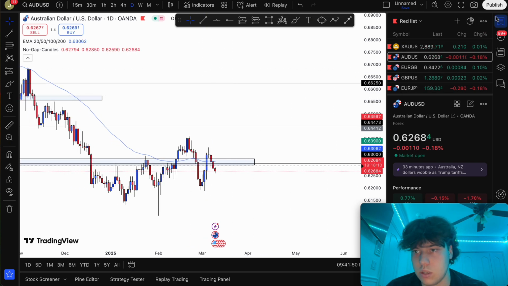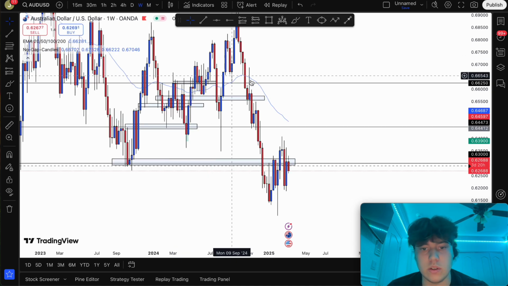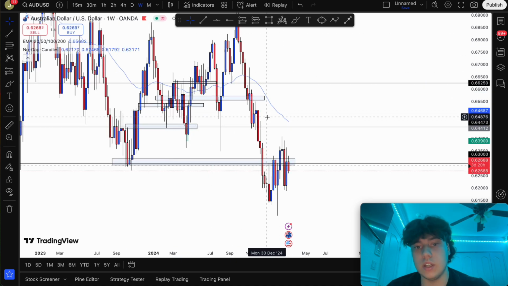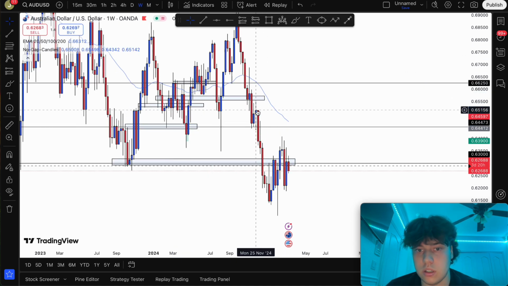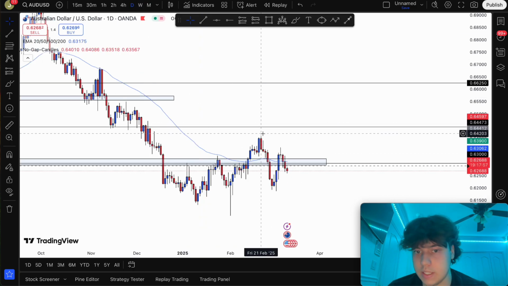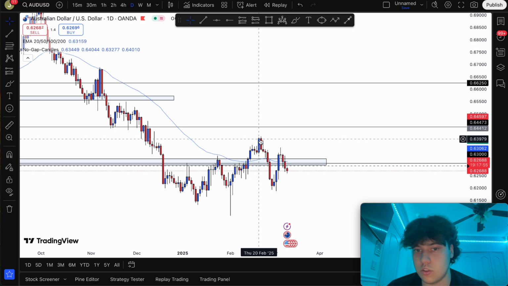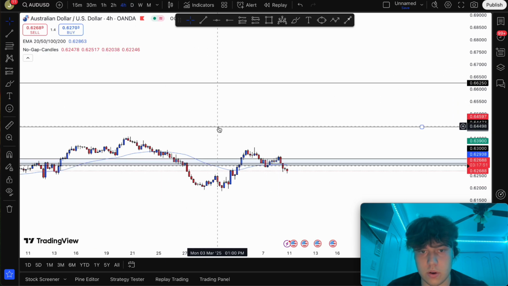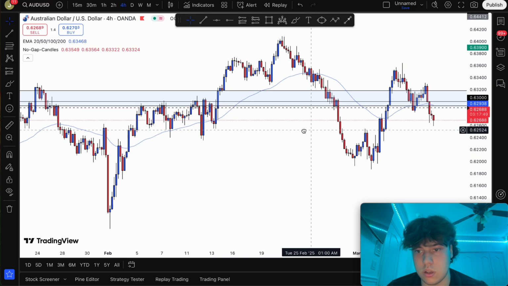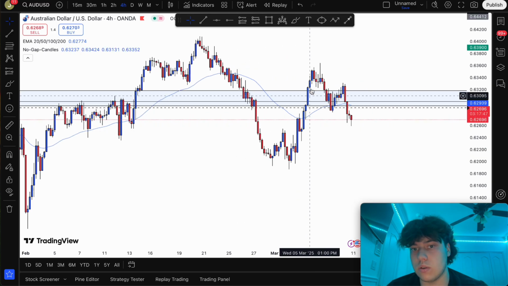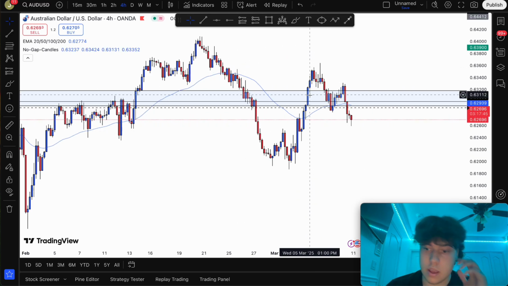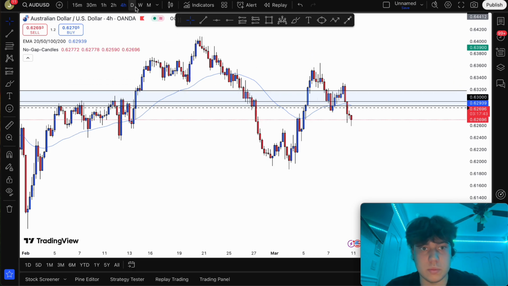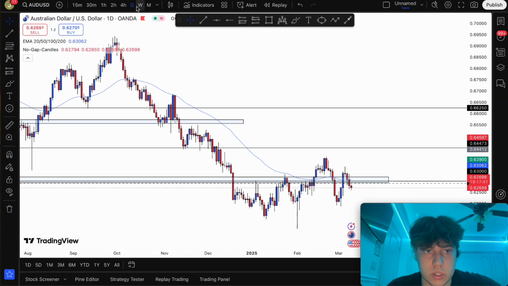First, we have AUD USD. On the weekly, we are bearish. This is our lower high, and this is our lower low. On the daily time frame, we're also bearish. This is our lower high, and this is our lower low. And on the 4-hour, we are bullish. This is our higher low, and this is our higher high. But it doesn't matter since we have 2 time frames in sync, being the daily and the weekly.